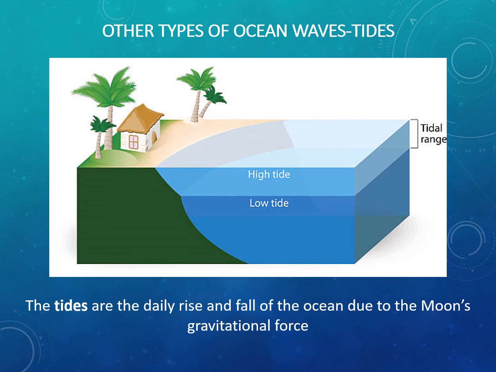There are other types of waves that are generated in the ocean, and these are not caused by the wind. We have tides, and then we also have tsunami. Tides are the daily rise and fall of the ocean due to the moon's gravitational force, alternating in strength with the different phases of the lunar cycle. This illustration shows tidal range, the difference between the height of high tide and the height of low tide.